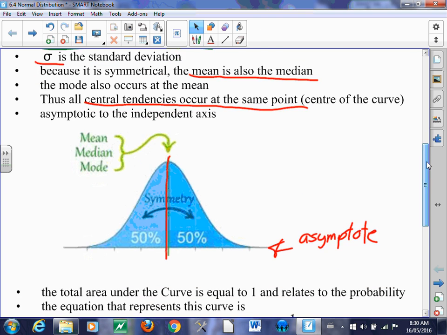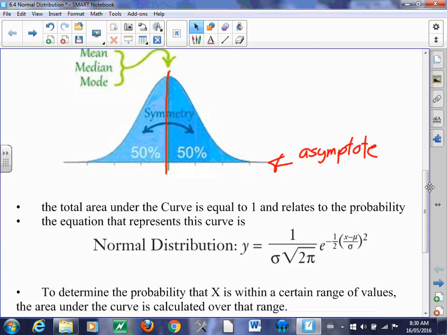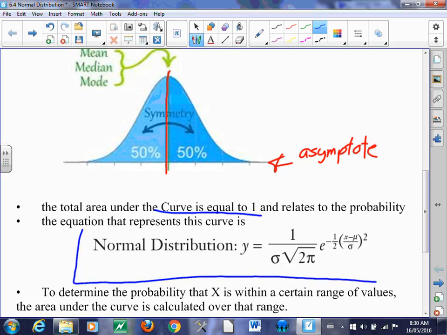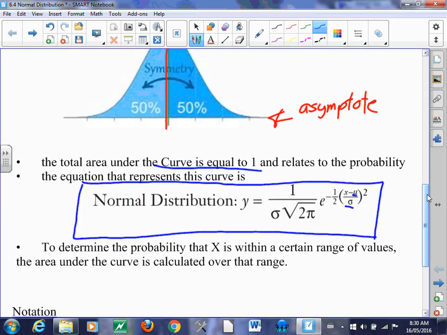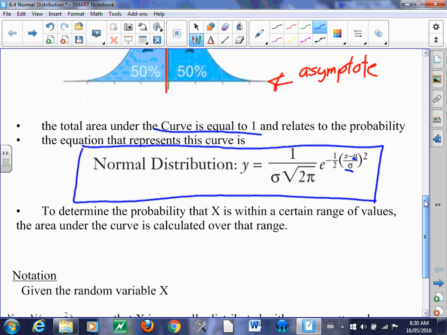So keep moving along, folks. The total area under the curve is equal to 1 because remember, total probability equals 1, between 0 and 1. Okay, and here's your formula for normal distribution, folks. It is on your formula sheet, and you just have to know how to sub in the standard deviation and the mean. Okay, and again, we'll be plugging this in using the graphing calculator. I will show you some shortcuts eventually, but please make sure you know how to plug that in.